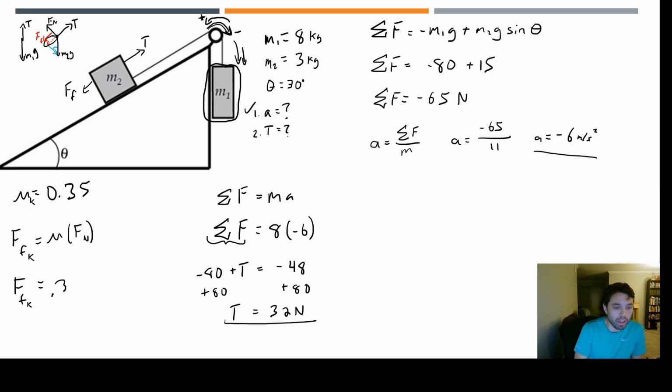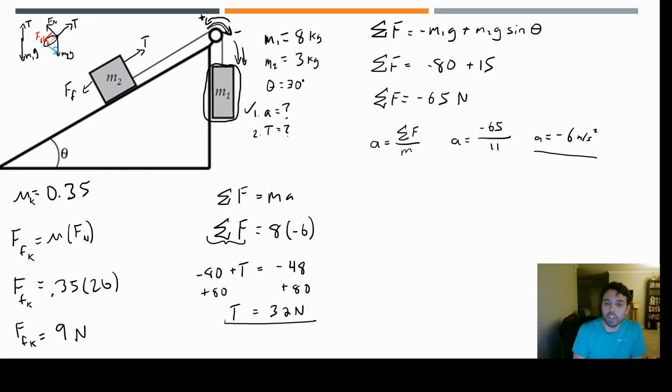So let's see, 0.35 times 26 newtons. Our force of kinetic friction will be 0.35 times that, and I'm getting about 9.1, so let's just call it 9 newtons. So friction force is also going to pull us down the ramp with 9 newtons of force.